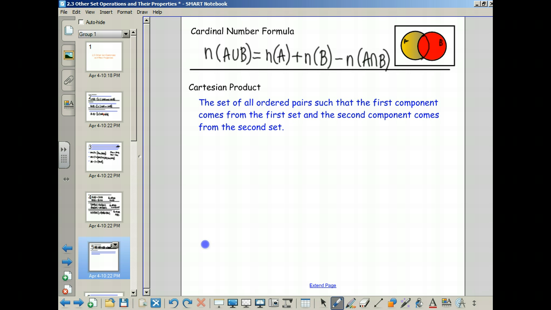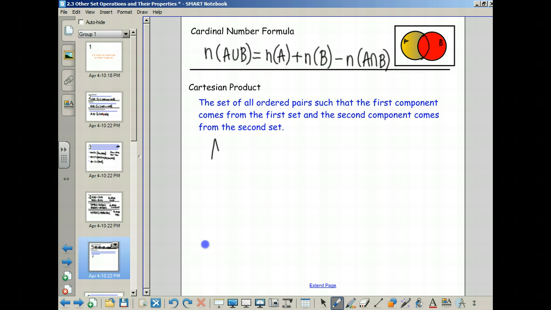Now we have one other issue to talk about, and that's Cartesian products. The most related idea that you've seen before is ordered pairs in algebra, like points in a coordinate plane, XY pairs. And you see this ordered pair idea here as well. So this is the set of all ordered pairs such that the first component comes from the first set and the second component comes from the second set. And I'm going to do an example so you can see how this works.